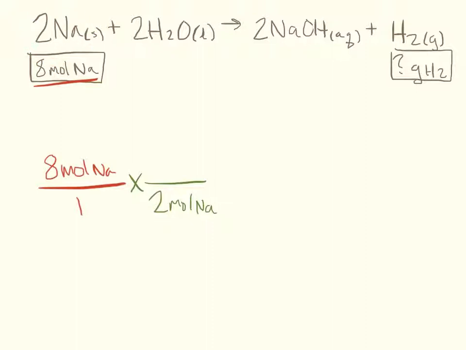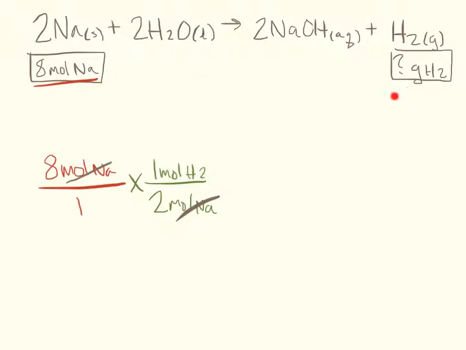And if we are converting to hydrogen gas, that's what we're going to end up finding out. We're going to have to go from moles of sodium to 1 mole of hydrogen gas, and those moles of sodium end up cross-canceling. Now in theory, if we were to stop here, you would see 8 divided by 2 would give us 4 moles of hydrogen gas. That's what we had in the last problem, in the last video that we did involving this chemical equation.